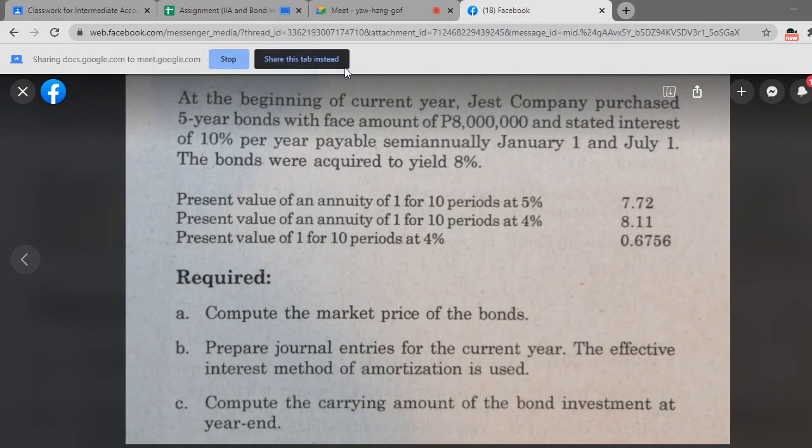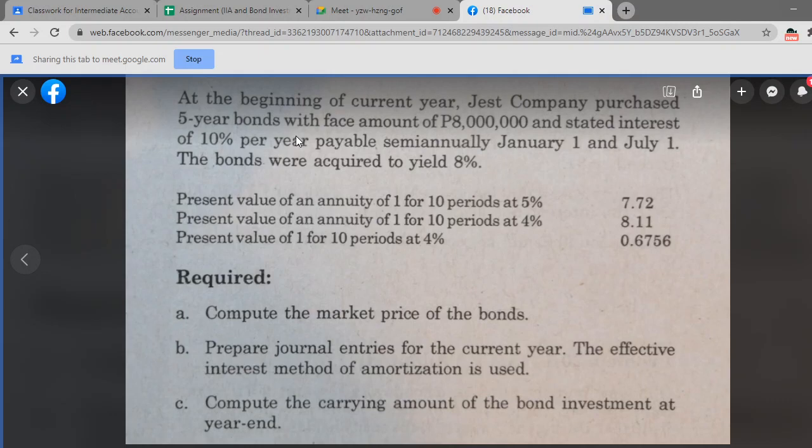Okay, Just Company purchased 5-year bonds with face amount of 8 million. Okay, stated interest of 10%. So, looking at the rates, 10% ang imuhang nominal, 8% imuhang effective. Is this a discount or a premium? Sinabi mo na kanina, ma'am, that's a premium. Yes, it's a premium kasi mas mababa si effective interest.